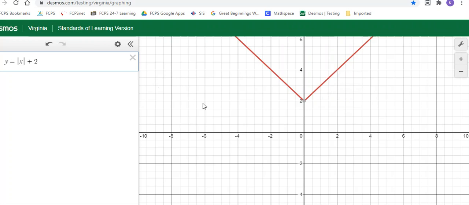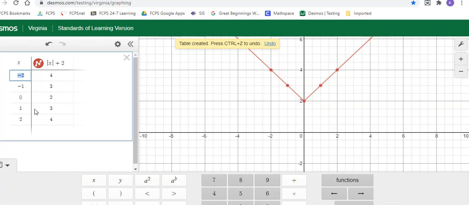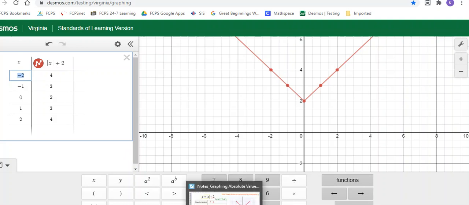If you don't want to find your other points that way, you can hit this wheel and then click on the table, and the table will pop up with points that you can also plot. So those are just some ways that you can play around with Desmos and how to transfer it from Desmos to your paper with the graph. I'm going to switch back to the notes.